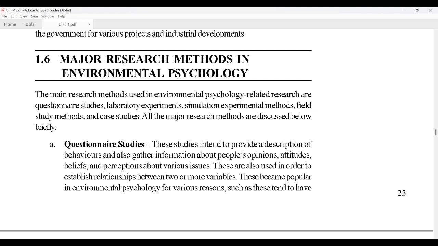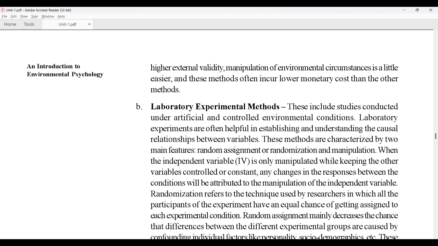These became popular in environmental psychology for various reasons, such as these tend to have higher external validity, manipulation of environmental circumstances is a little easier, and these methods often incur lower monetary cost than the other methods. B. Laboratory experimental methods. These include studies conducted under artificial and controlled environmental conditions. Laboratory experiments are often helpful in establishing and understanding the causal relationships between variables.